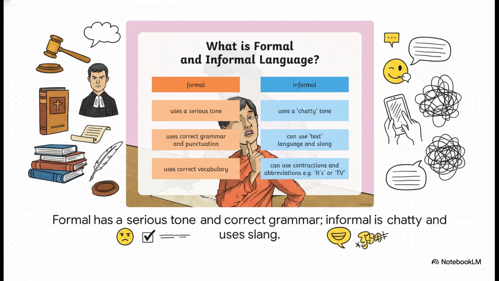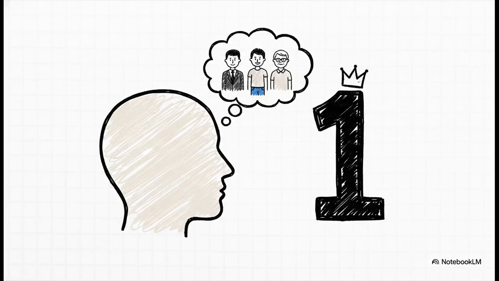And this image, yeah, it totally captures the vibe of each one. Formal is all about that serious tone, super correct grammar, and picking your words very carefully. But informal, it's way more laid back. It's chatty, you can use slang, and you use all those little shortcuts like contractions to make it sound more like a real, actual conversation. So, if you remember just one thing from this whole explainer, let it be this. The number one rule always is to think about your audience. Before you type a single word or open your mouth, just ask yourself, who am I talking to? Because honestly, the answer to that one little question changes everything.